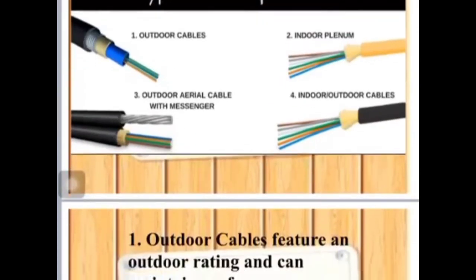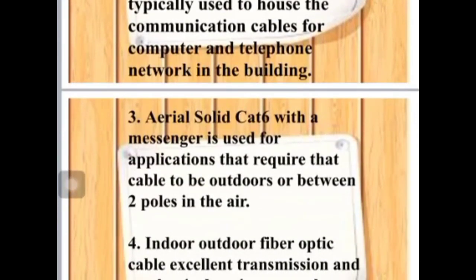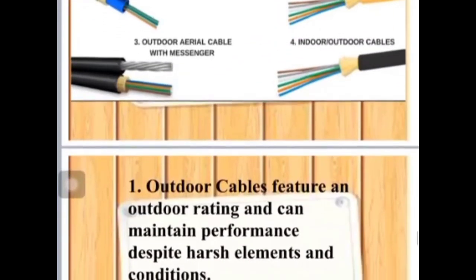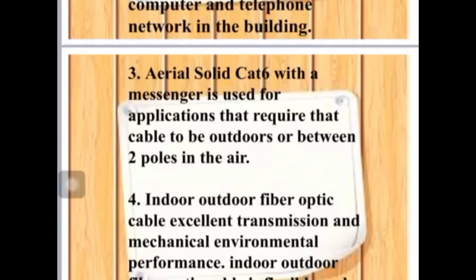Now, three is an outdoor cable with a messenger. An aerial solid Cat6 with a messenger is used for applications that require the cable to be run outdoors or between two poles in the air. Aerial solid Cat6, we call it an outdoor aerial cable with a messenger, is made with LDPE, low density polyethylene.